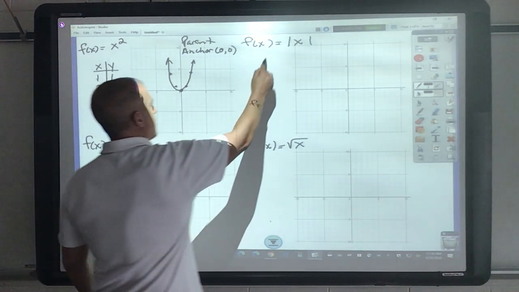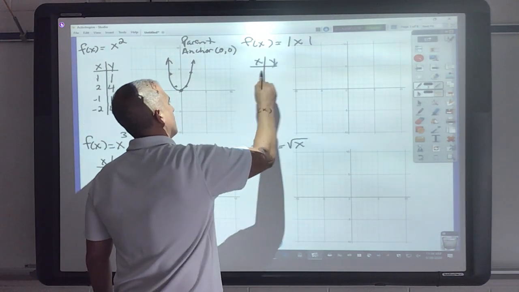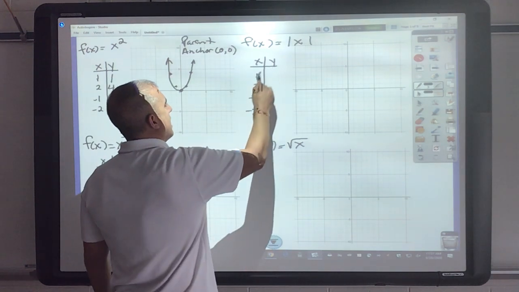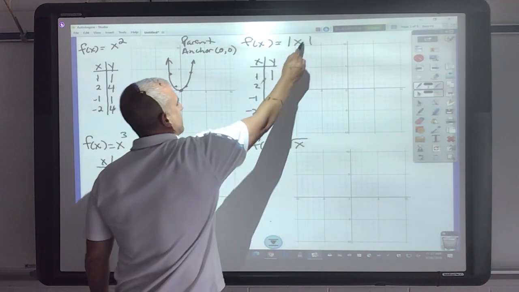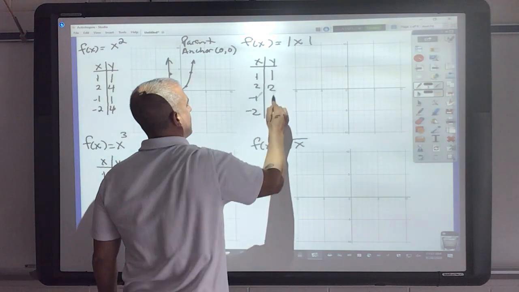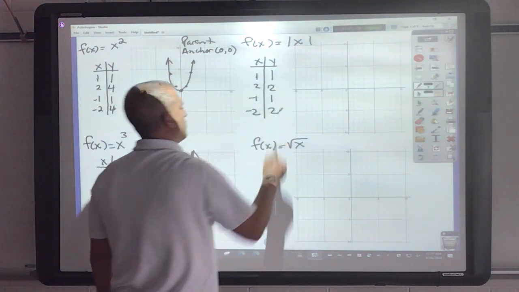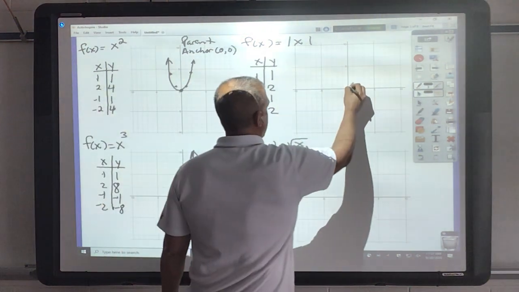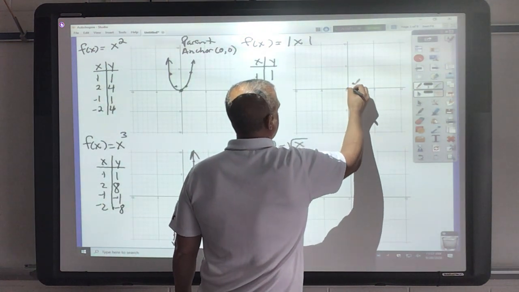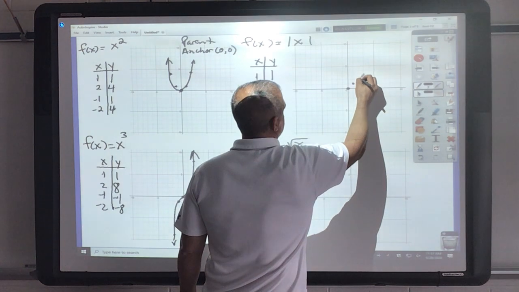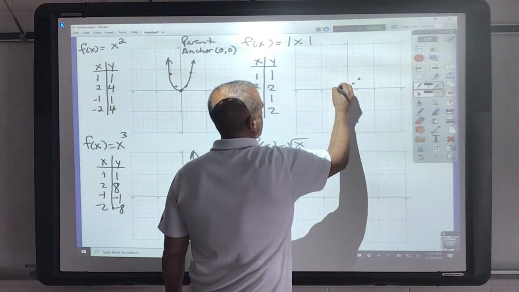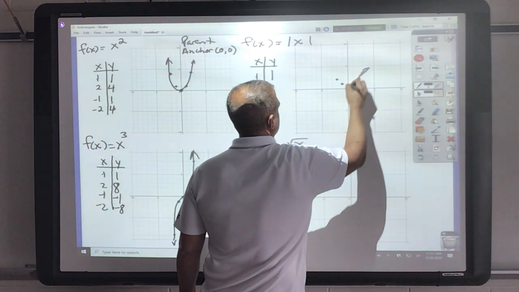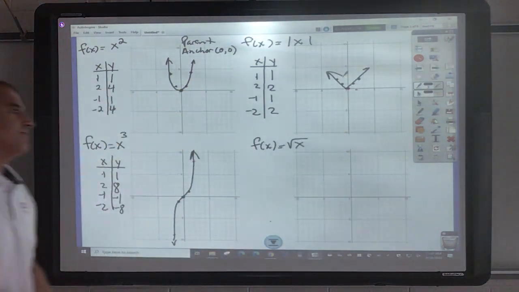For absolute value, 1, 2, negative 1, negative 2. The absolute value of 1 is 1, the absolute value of 2 is 2, the absolute value of negative 1 is 1, the absolute value of negative 2 is 2. So the relationships with the points, once again from 0, 0: 1 right, 1 up, 2 right, 2 up, 1 left, 1 up, 2 left, 2 up. So this is what my graph looks like for that.